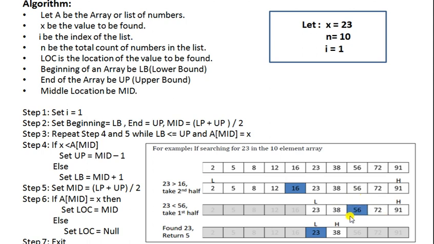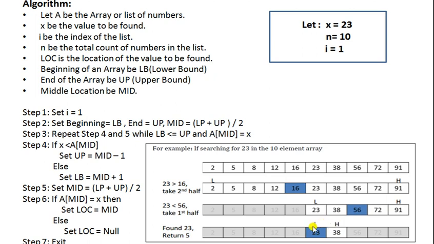Now this A of 8, we have to compare it with our element, that is 56 with 23. So we have 56 is greater than 23. So the elements above 56, that is elements 8, 9, 10, are ignored, and the array we get is the 6th and 7th elements.